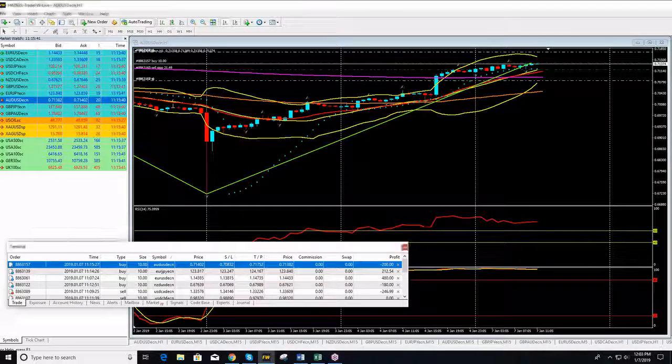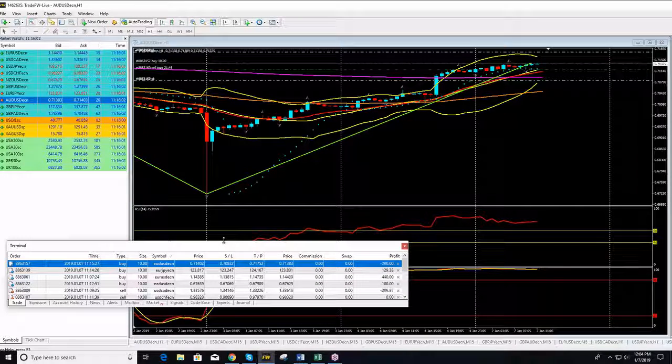Stop loss and TP are in place. So we have entered also long Aussie dollar at 0.71402, stop loss 0.7832, and TP 0.71752. So this is the Aussie dollar trade.